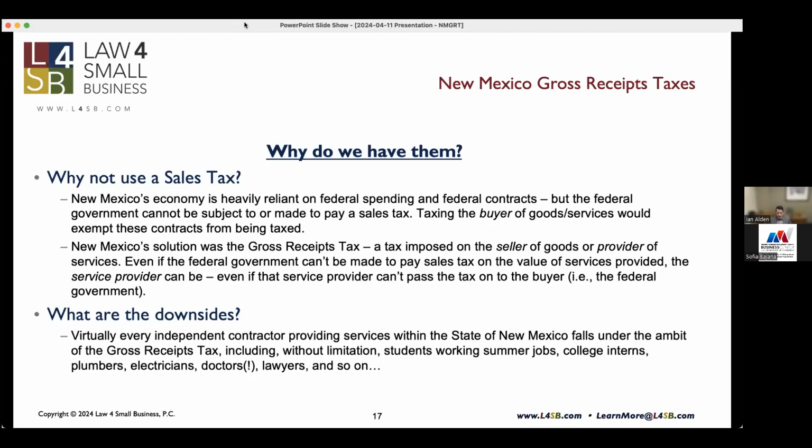Lawyers and so on, I have to charge my clients gross receipts tax when I provide services because I'm subject to that tax. So it's a tax that has broad applicability. It casts a wide net that ends up catching a lot of people off guard, especially students. I have seen college students get audited by Tax and Rev for their internship money. It is an unfortunate situation.